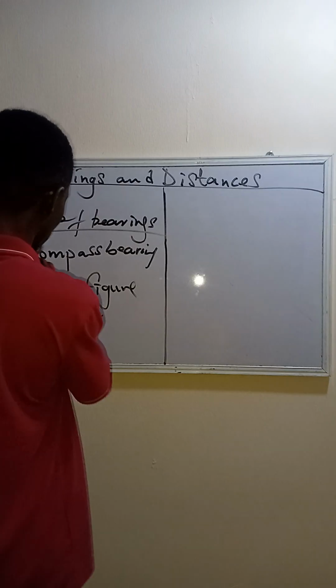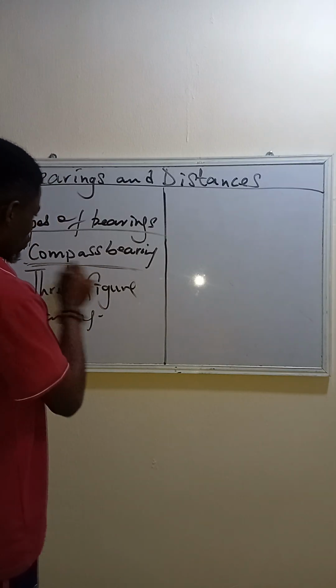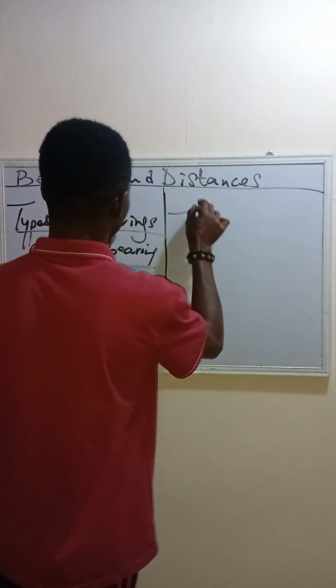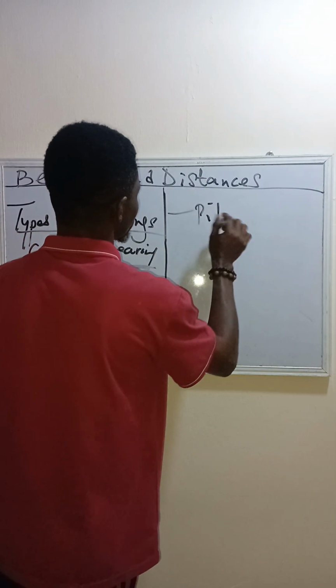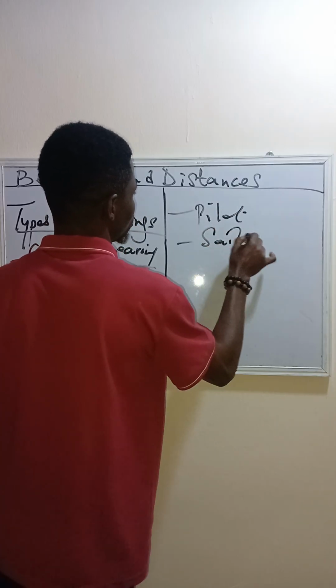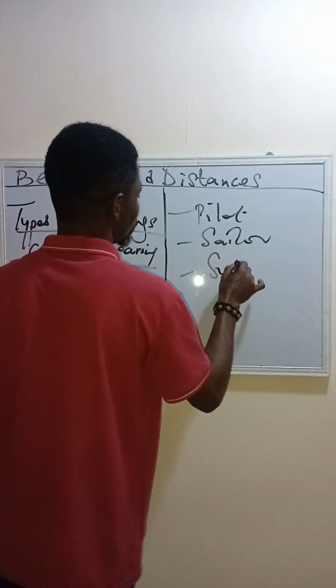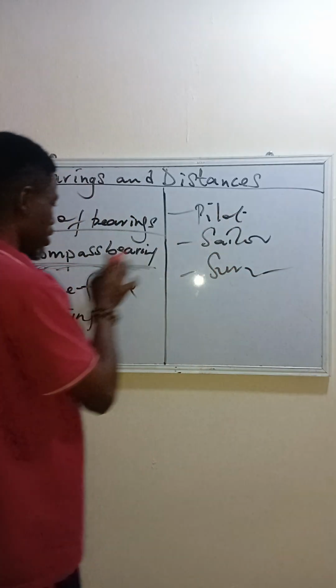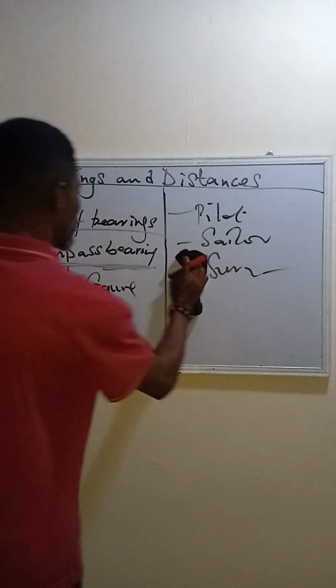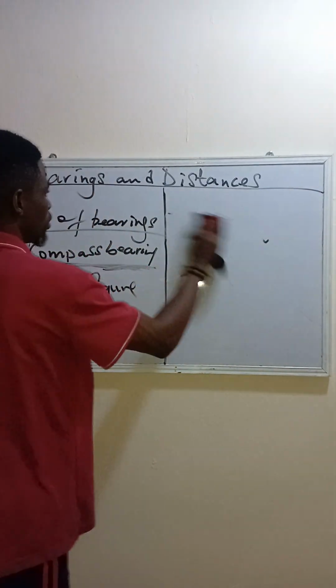Now what do we mean by compass bearing? And who are those people that make use of the compass bearing? The pilot is one of them. Then the sailor and the surveyor. So all these are the people that make use of compass bearing. Now let me explain what we mean by compass bearing.